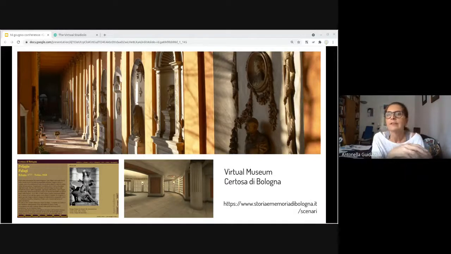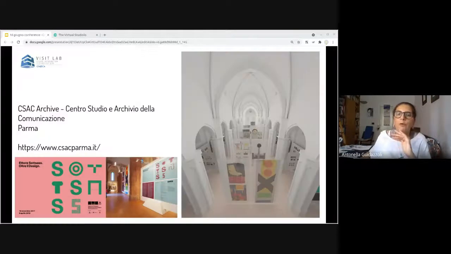But still now, if you check in Storia e Memoria di Bologna, there are different 3D scenarios, and they are connected to the different databases of the history of Bologna. So this was our first experience of this kind.